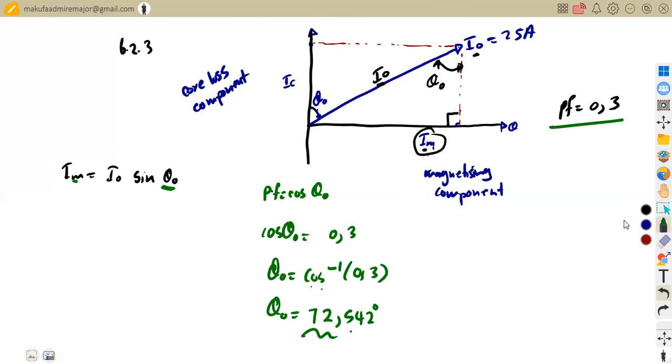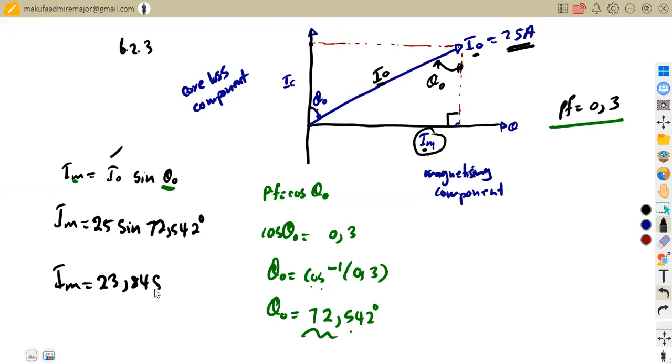So having the angle, we can substitute back here to calculate our magnetizing component, which is the magnetizing current. We have the no load current there, which is given as 25, times the sine of the angle that we obtained, 72,542 degrees. So that is going to give us the magnetizing component in this case, which is 23.848 amps. All right, so that is how we could have played around with our transformer no load diagram.